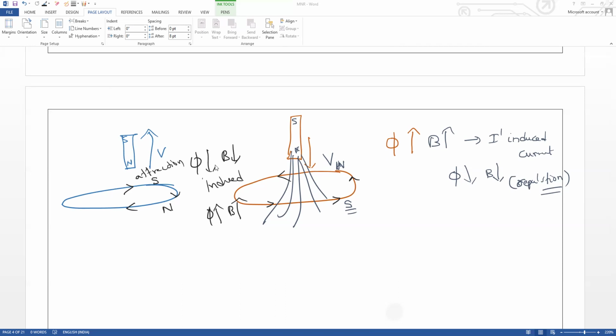Everybody? Yes, sir. So already 11 o'clock, I don't want to extend it. There is still one more concept in that, the conservation of energy. That plus some numericals we'll solve tomorrow, and then we'll go with the next concept. Is it okay, everybody? All of you understand what is Lenz's law? This is all about Lenz's law only. All these things we studied are about Lenz's law.